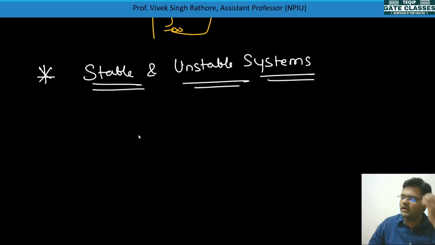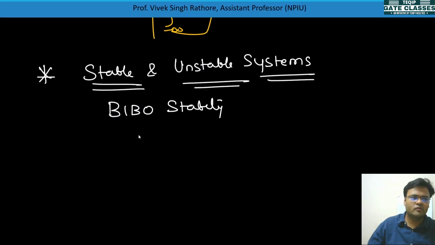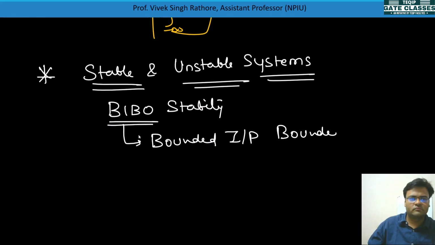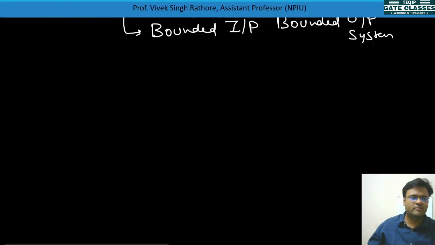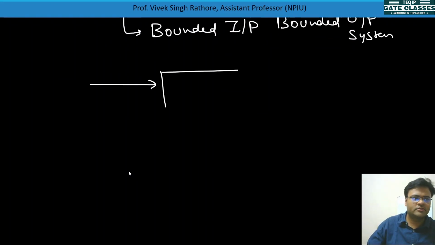Actually, for stable and unstable systems, we are talking about BIBO stability. So what is BIBO stability? BIBO stability means bounded input, bounded output system. See, there is an input to a system and there is an output for that. Let's suppose xt is the input and yt is the output.